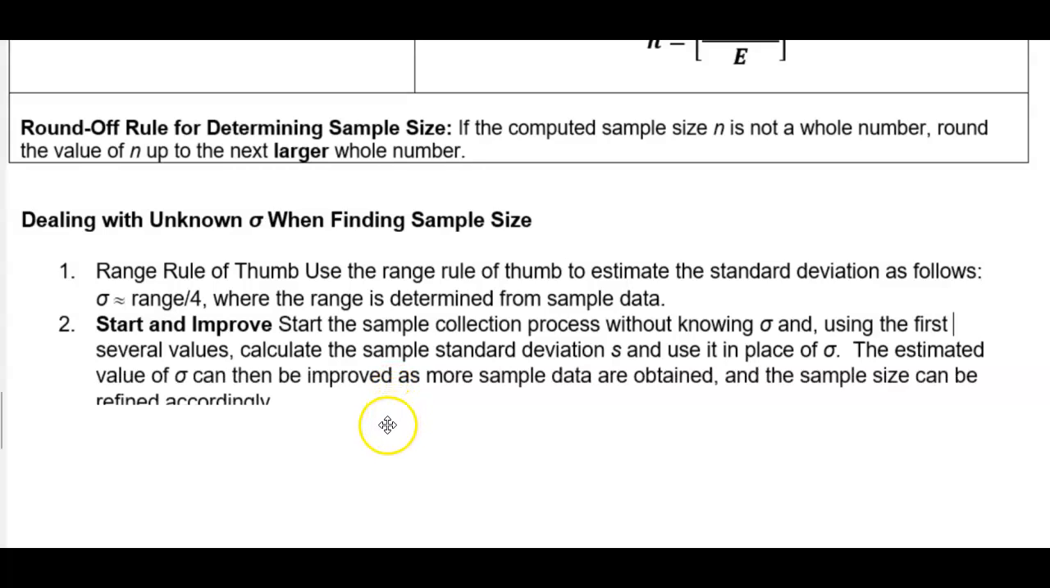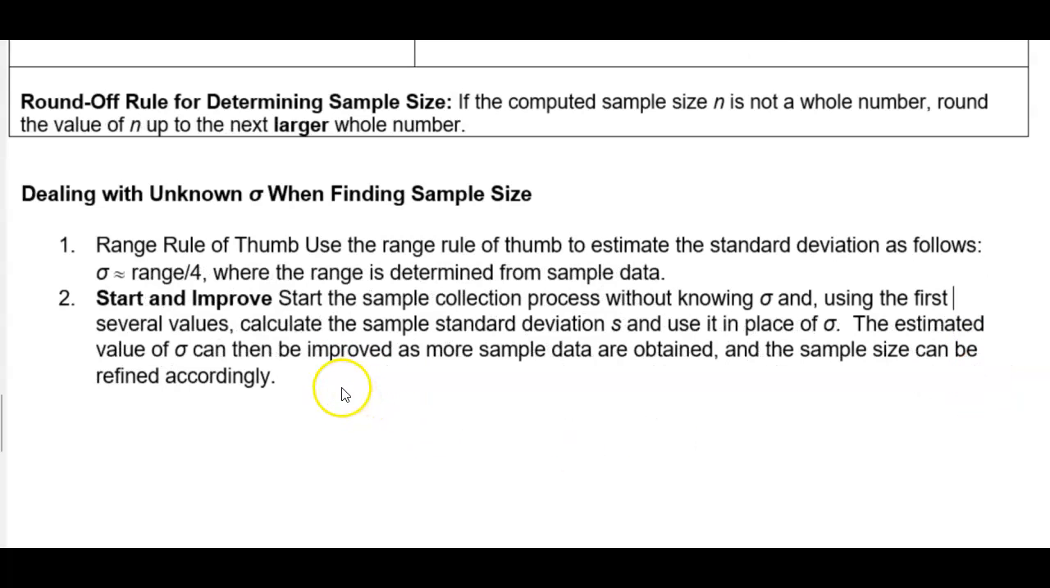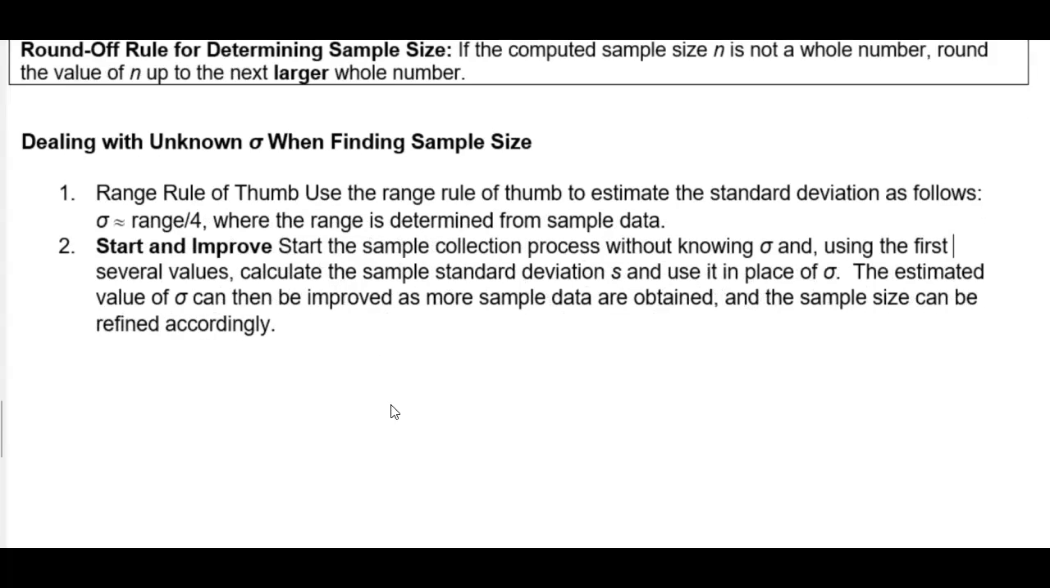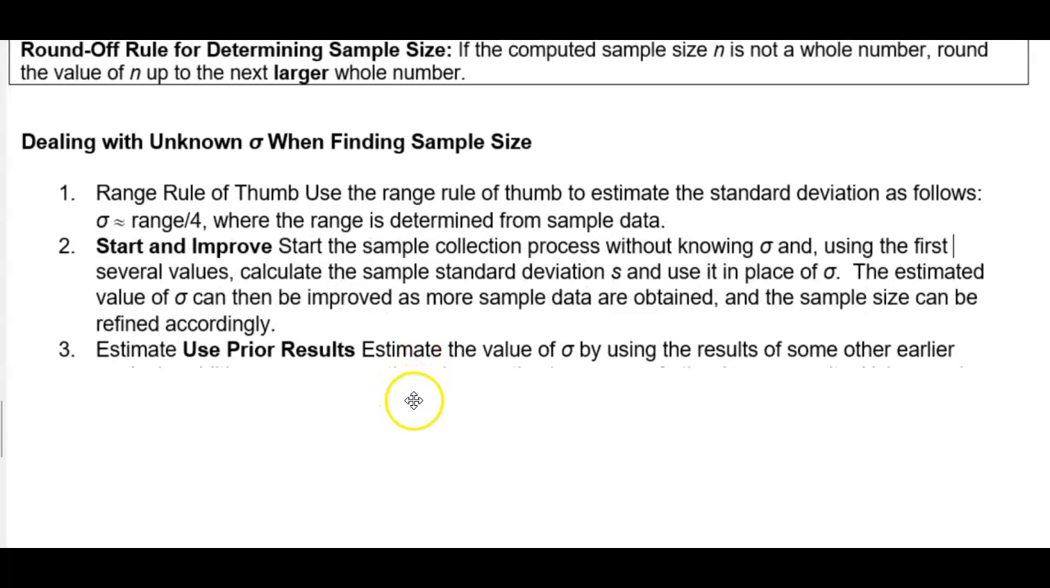Number 2: start and improve. You start the sample collection process without knowing the population standard deviation and using the first several values, you calculate the sample standard deviation s and use it in place of the population standard deviation. The estimated value of the population standard deviation can then be improved as more sample data are obtained, and the sample size can be refined accordingly.